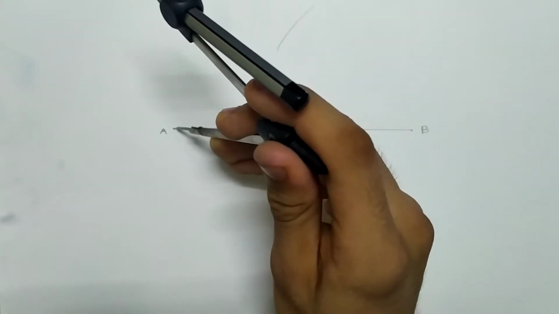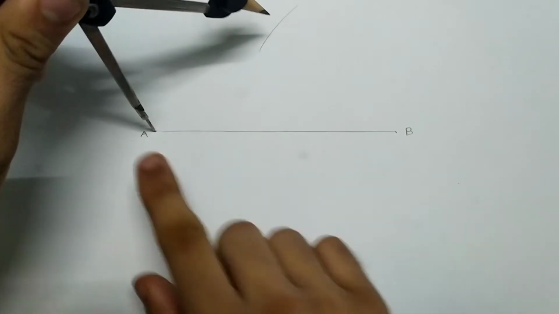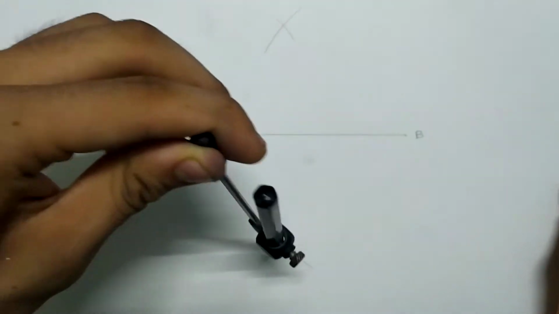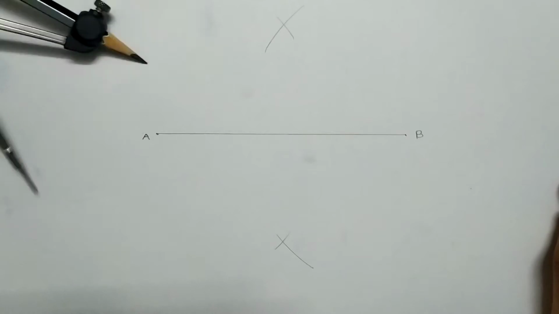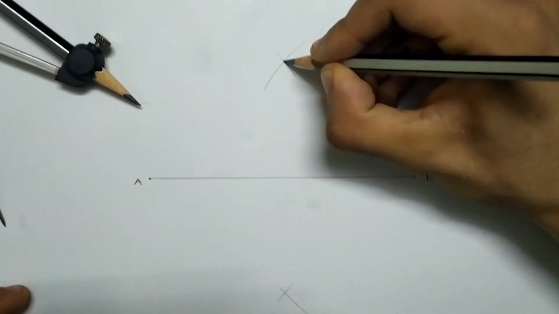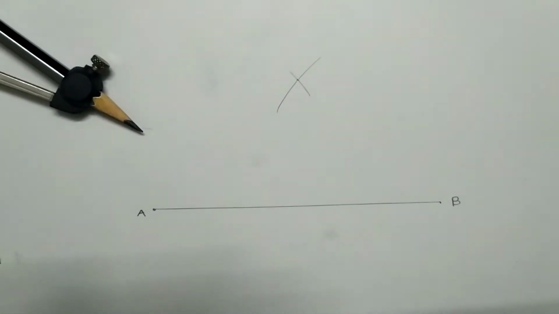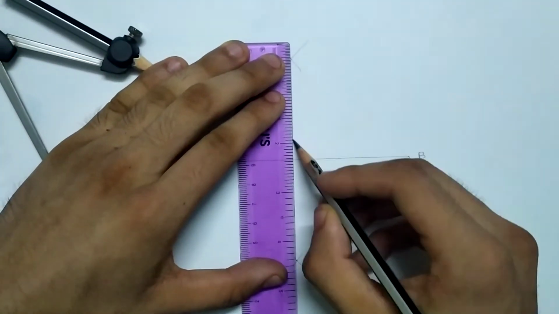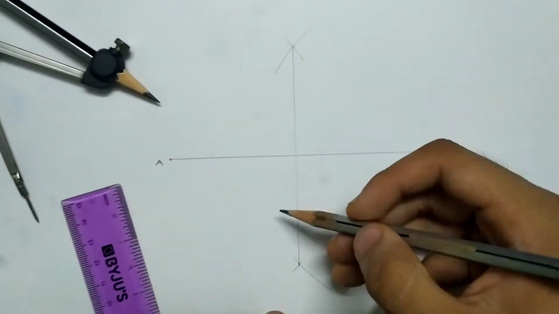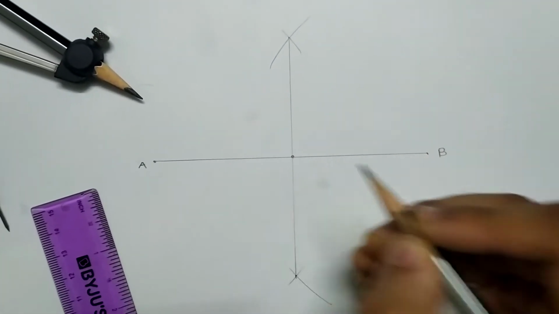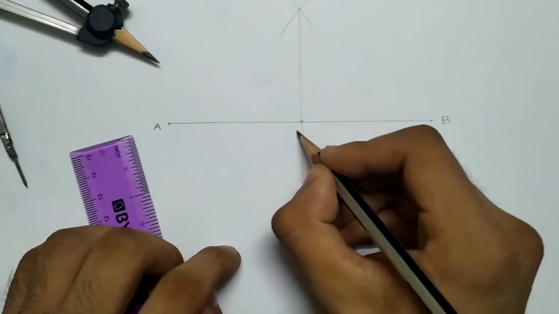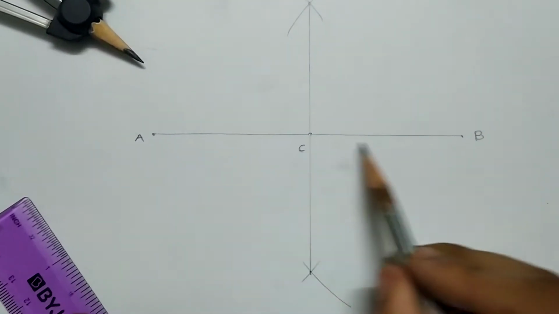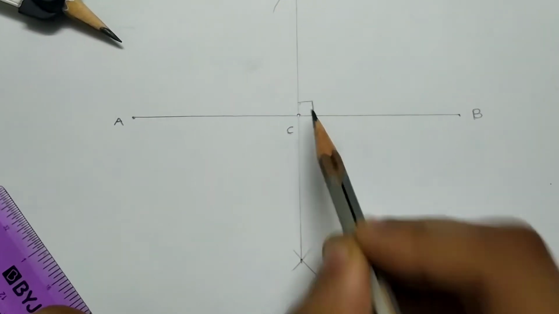And then you shift to point A. Do not change the length of the compass, and make two arcs such that they intersect. Now you get these two points. Now you join these two. Where this line intersects your AB, this point, let's call this C, divides AB into two parts, and this line is the perpendicular bisector of AB. That is, this angle is 90 degrees.